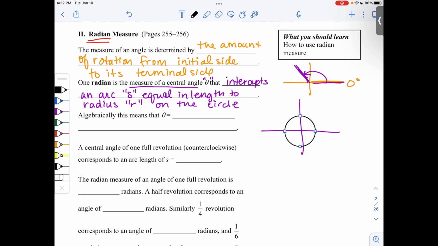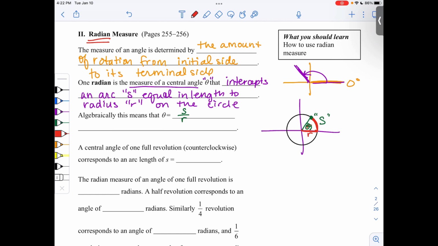There we go, there's a perfect circle. And this right here is R. I'm going to take that length of my red and put it right on here. That length as it lays on the circle, we call S. Algebraically, this means that theta is the arc length divided by its radius. So this here is theta, where this here is R.